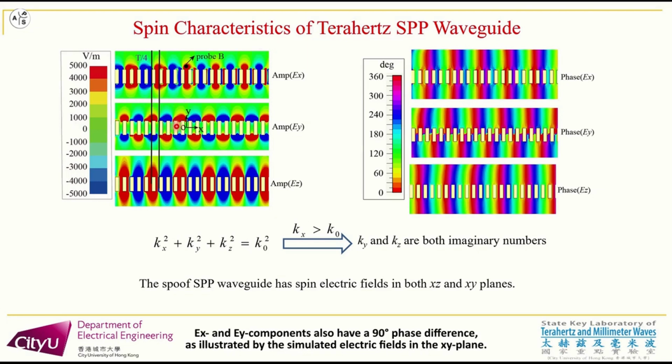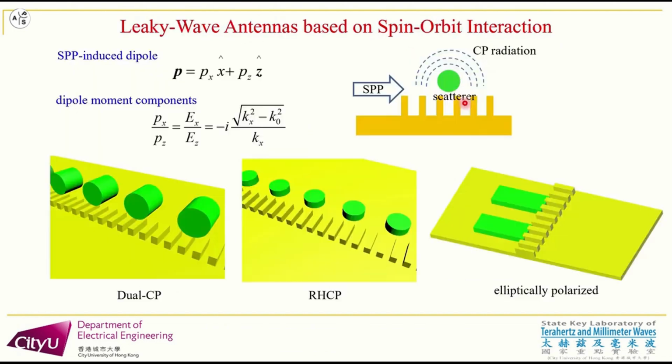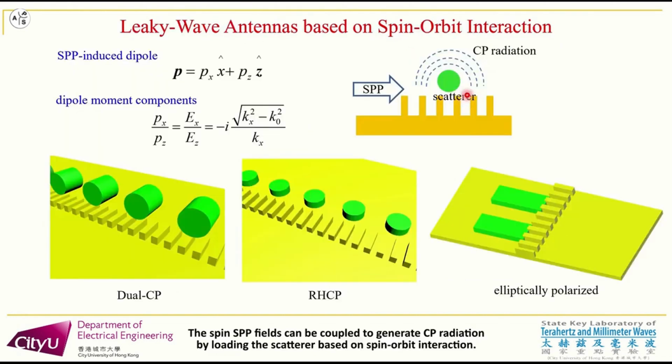EX and EY components also have a 90-degree phase difference, as illustrated by the simulated electric fields in the XY plane. Therefore, the SPP waveguide has spin electric fields in both planes. The spin SPP fields can be coupled to generate CP radiation by loading the scatter based on spin-orbit interaction.